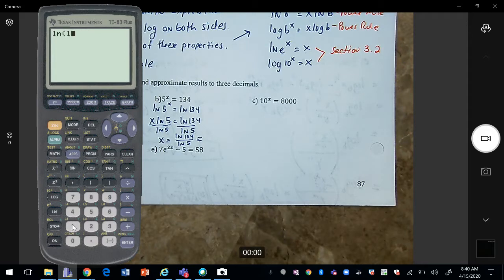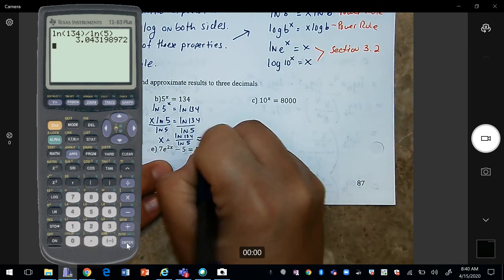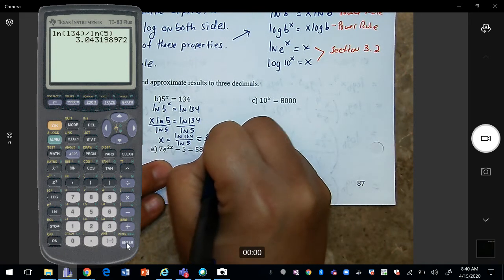Natural log of 134 divided by natural log of 5. And the answer would be approximately 3.043.